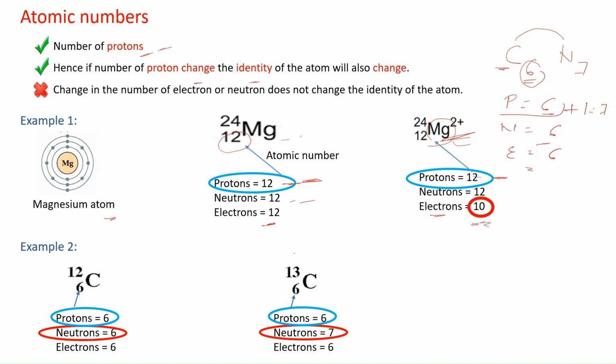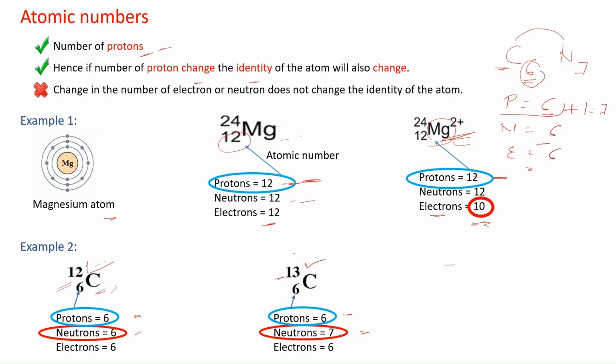Now, in example 2, this is the normal isotope of carbon where the atomic mass is 12. Here the atomic mass is 13. Why? Because in carbon 12, the number of neutrons is 6. In carbon 13, the number of neutrons is 7. So when the number of neutrons changes, like from 6 to 7, the atomic mass changes. Here it is 13, here it is 12. Understood? So until and unless we change the number of protons, the identity remains the same.